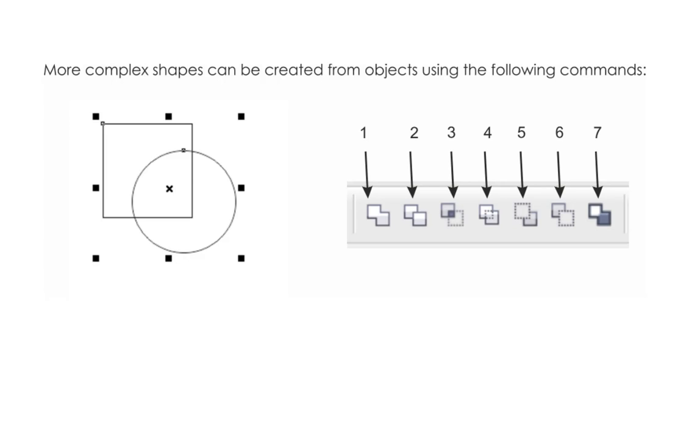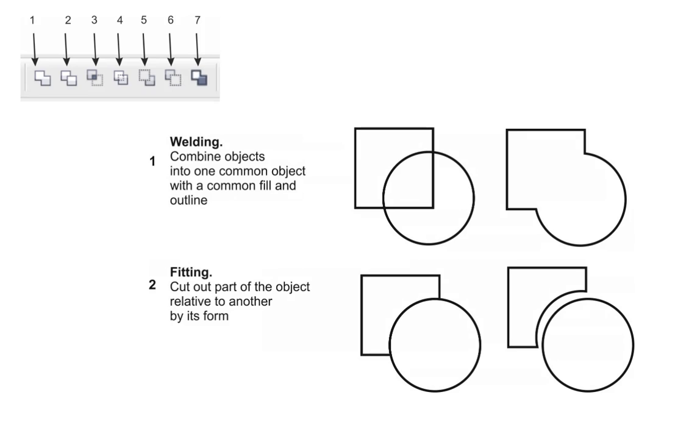You can extract a subpath from a combined object to create two separate objects. You can also weld two or more objects to create a single object. Let's see what happens if we apply those commands to two intersecting selected objects. Welding. Combine objects into one common object with a common fill and outline.